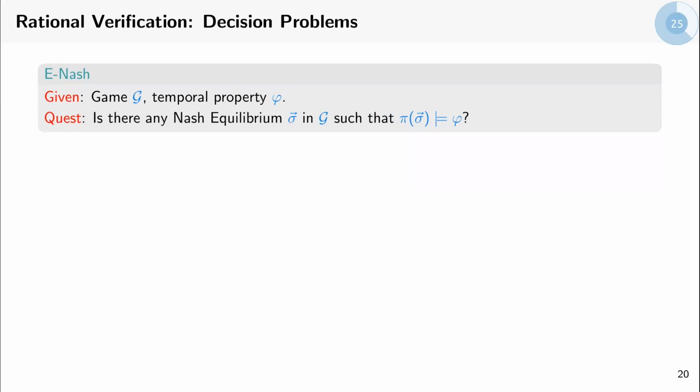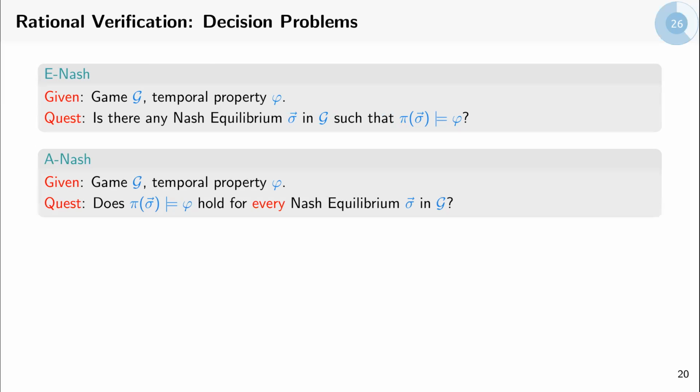Now we talk about decision problems in rational verification. The first one is E-Nash. So we are given a game G and we also have a temporal property phi, and we want to check whether there exists a Nash equilibrium in G such that the resulting play of the strategy profile satisfies our property. So this corresponds to the existential problem. And the obvious dual is A-Nash. So instead of existential, we ask for universal. Thus, phi is satisfied in every Nash equilibrium. Okay.